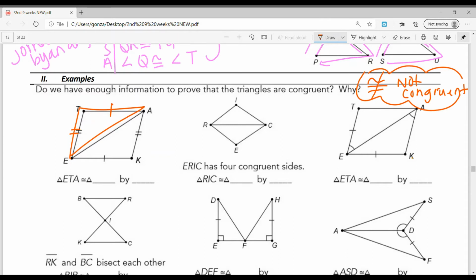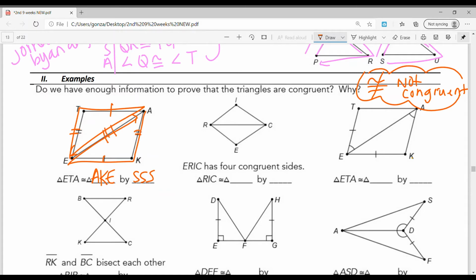So if I look at the same starting point, I went ETA, I came back this way. So that means I'm going to go AKE. And so I have two sides that correspond with the other two sides. So I have triangle, remember the order matters, AKE. So this is side, side, side, because they share the third side.